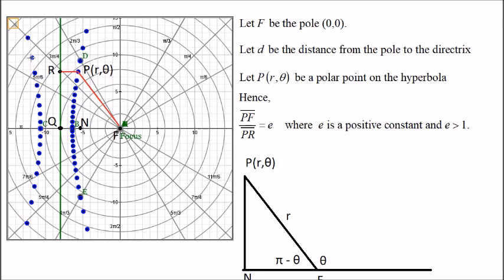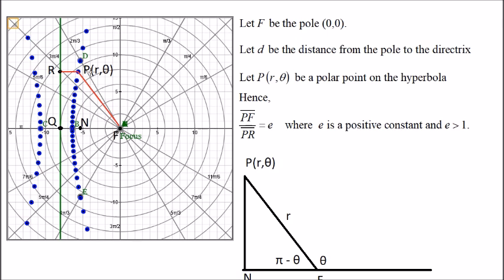And now let's find the polar equation for this hyperbola. Let F be the point at the pole. Let D be the distance from the pole to this vertical directrix. Let P (r, theta) be a point on the hyperbola. So this point right here is on the hyperbola.